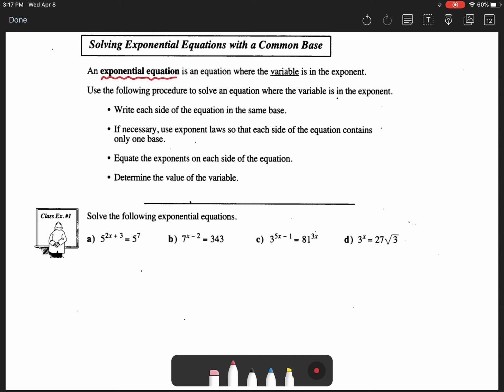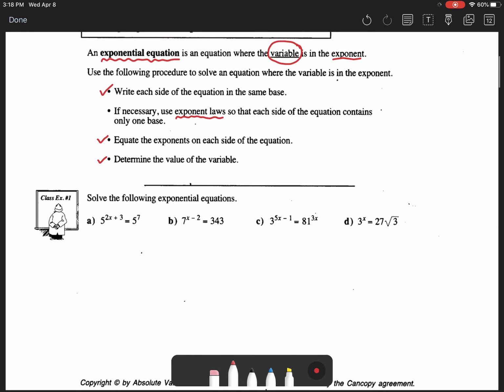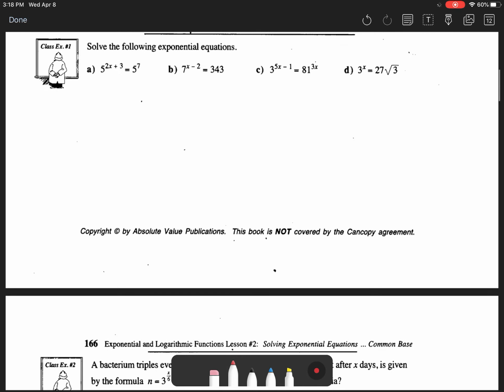Again, a nice definition: an exponential equation is an equation where the variable is the exponent. That's how we know we're dealing with an exponential equation. Use the following procedure to solve an equation where the variable is the exponent. Write each side of the equation in the same base. If necessary, use exponent laws, just like I did in that review example, so that each side of the equation contains only one base. Equate the exponents and then determine the value of the variable. If need be, verify or check our answers.